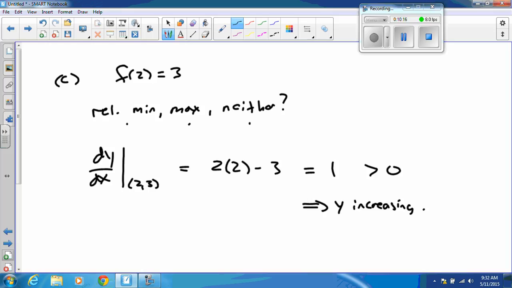What is our theorem? Local extrema only occur at critical points. Is this a critical point? No. So it's not a local extrema. The end. Theorems are powerful.